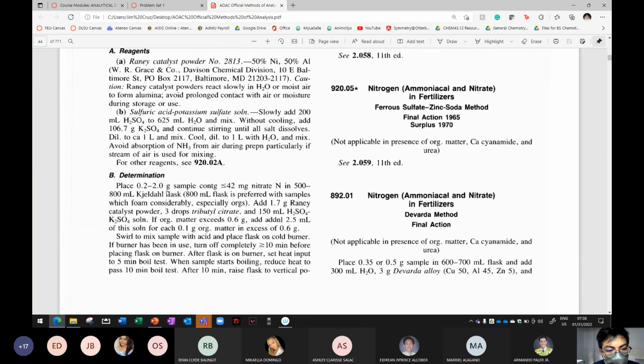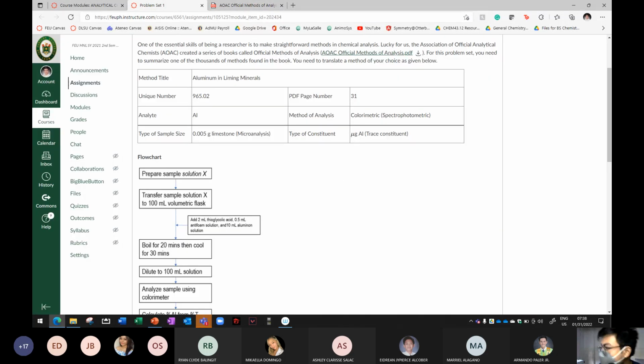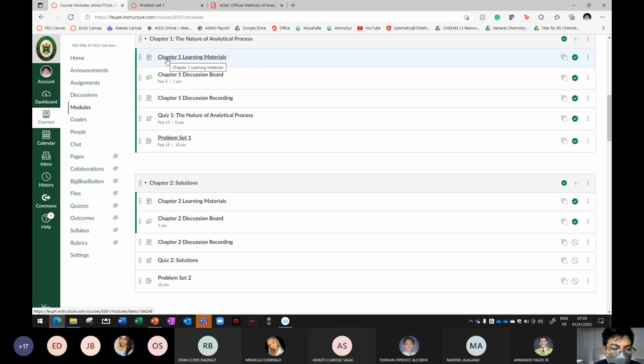Okay, so for example, this one, place 0.2 to 2 gram sample. Okay, containing 42 milligram of nitrate. Okay? So the sample is 0.2 grams. Okay? And sabi sa na-discuss natin last time, if your sample is 0.1 grams and above, that's macro analysis, di ba?